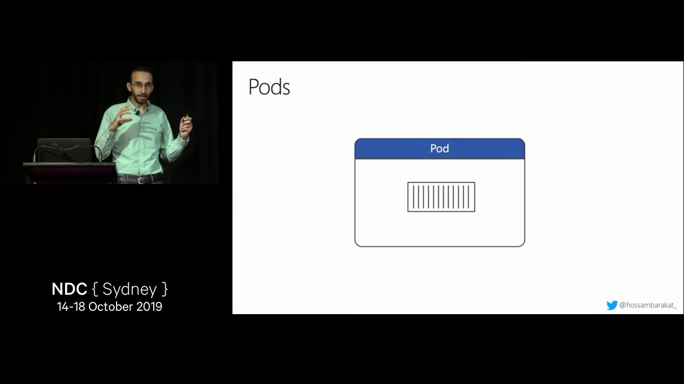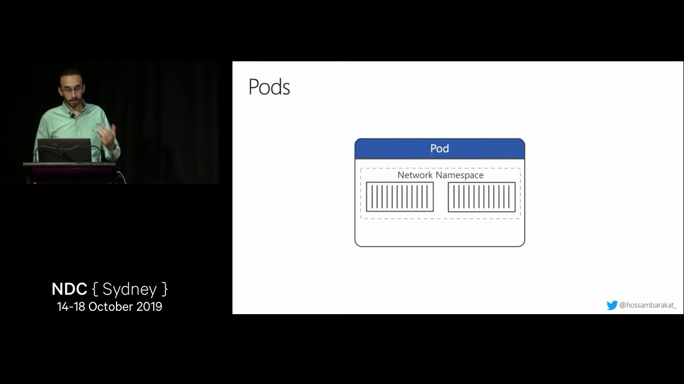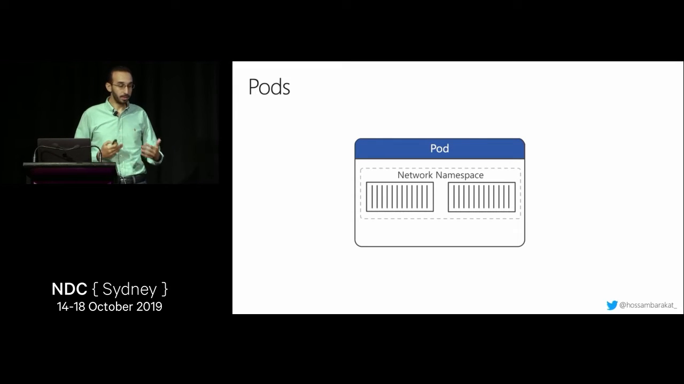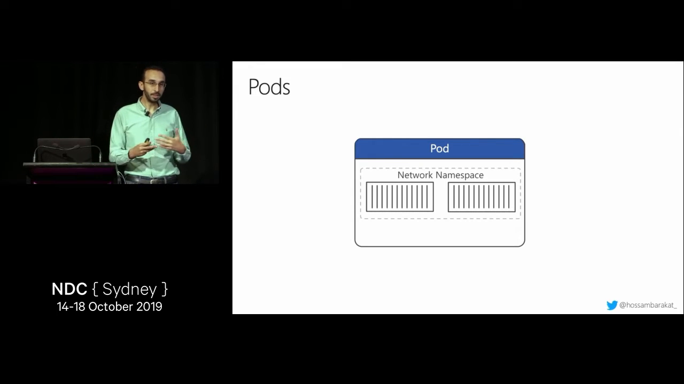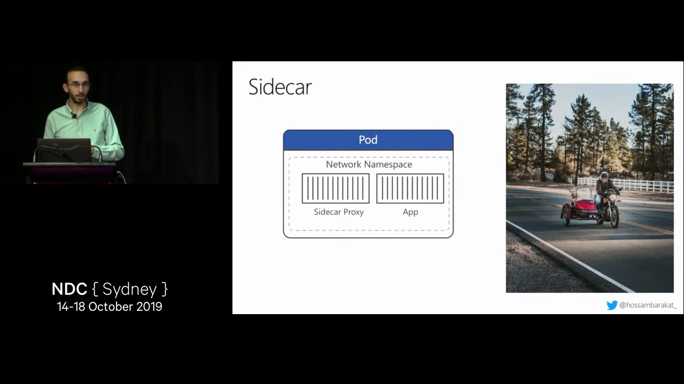The pod itself might have multiple containers living inside of it. And those containers will be sharing the same network namespace. And because they are sharing the same network namespace, it enables them to communicate seamlessly. And as you might have guessed, this is how the sidecar proxy pattern has been implemented on Kubernetes.